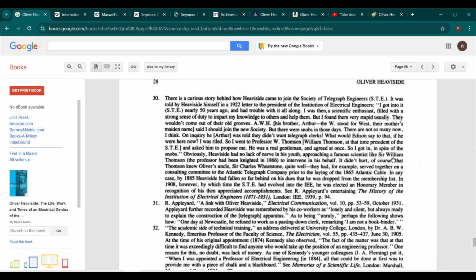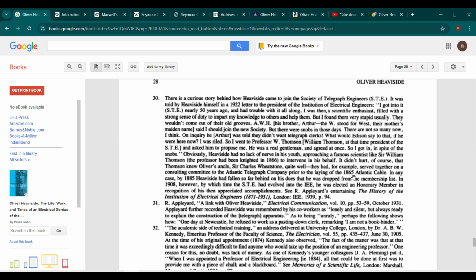Approaching a famous scientist like Sir William Thomson, the professor had been knighted in 1866, to intervene in his behalf. It didn't hurt, of course, that Thomson knew Oliver's uncle, Sir Charles Wheatstone quite well. They had, for example, served together on a consulting committee to the Atlantic Telegraph Company prior to the laying of the 1865 Atlantic cable.